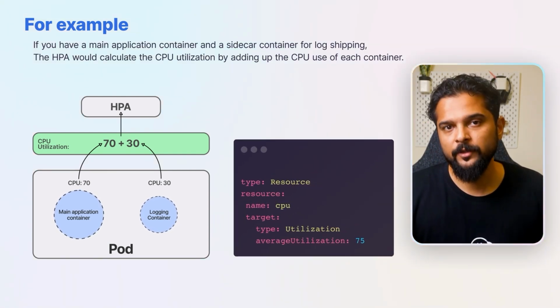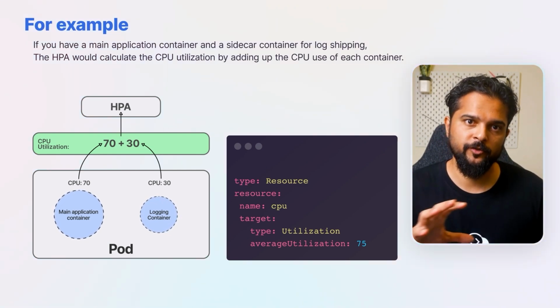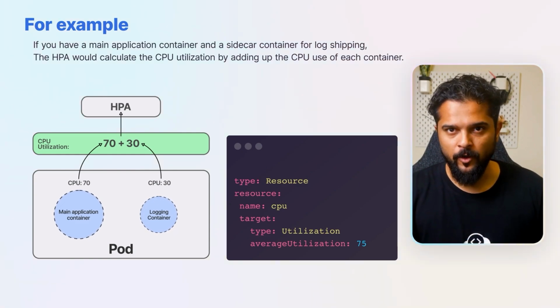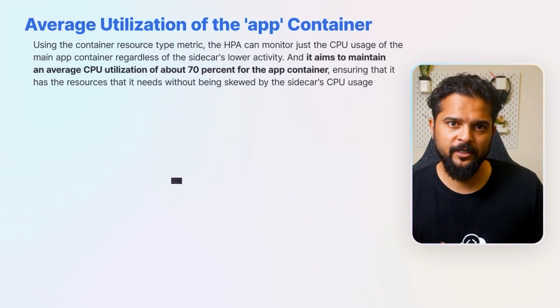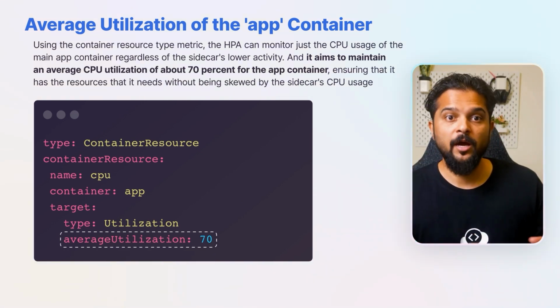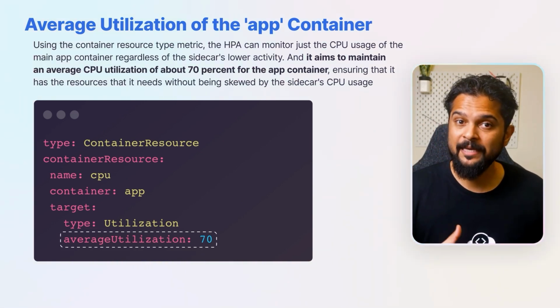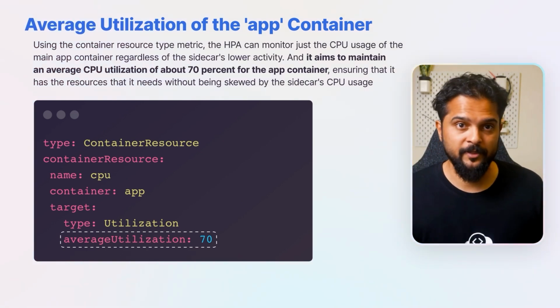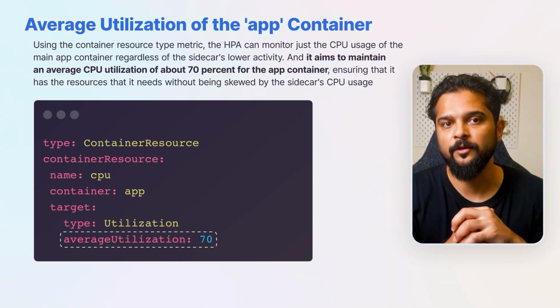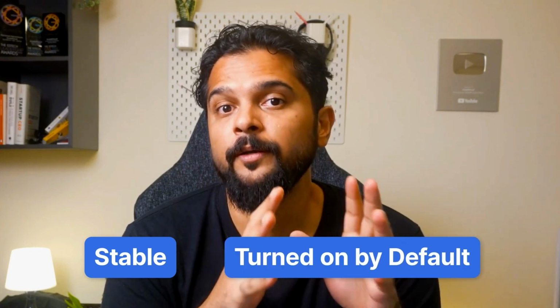of the main app. However, the container resource type metric, which was introduced in Kubernetes version 1.20, focuses on the resource usage of individual containers within a pod. This is helpful because each container might use resources differently and change its usage at different rates depending on the workload. For instance, using the container resource type metric, the HPA can monitor just the CPU usage of the main app container regardless of the sidecar's lower activity, and it aims to maintain an average CPU utilization of about 70% for the app container, ensuring that it has the resources that it needs without being skewed by the sidecar's usage. Now, with Kubernetes version 1.30, this feature is now considered stable and is turned on by default.